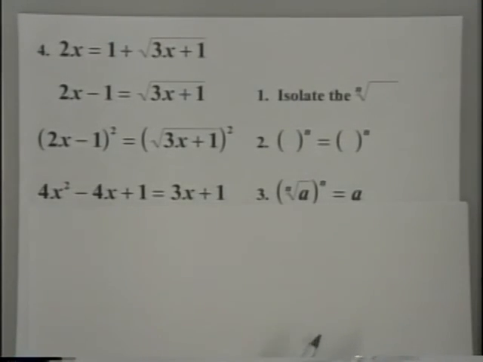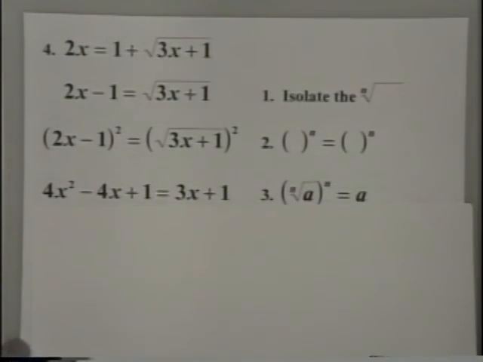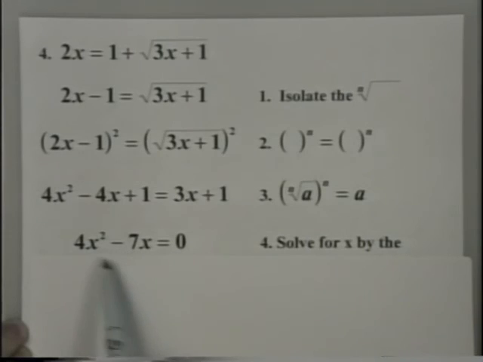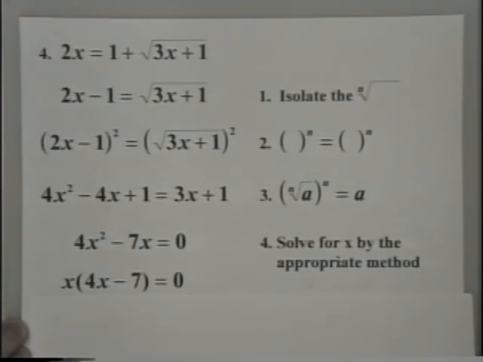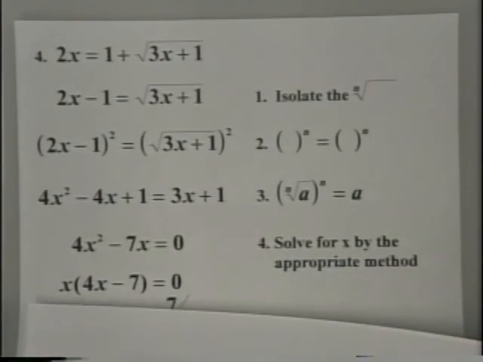And then that's utilizing our properties of radicals, and we've got ourselves a quadratic equation again, so we set it equal to 0, and it ends up being just a very simple one that factors by just factoring out the greatest common factor of x, and now setting those equal to 0, we get that x is equal to 0 or x is equal to 7/4. Okay, well, let's see which one of those will work.